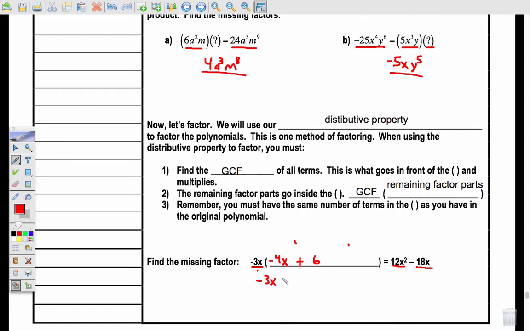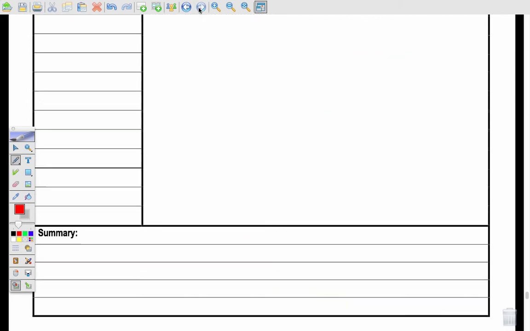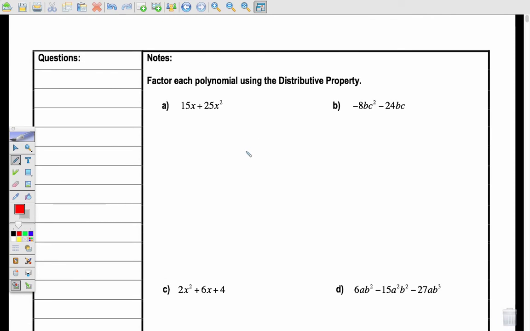If you want to think about it like this, we could have said negative 3x times something is going to give me the first term, which was a positive 12x squared. And that's where we got our negative 4x. And then we have negative 3x times something gives me our negative 18x. And that's where we got our 6. Our two terms. Next page. Just a few more examples. 4 more examples doing this.